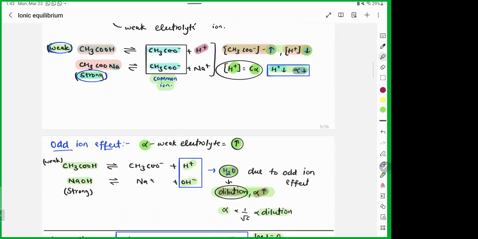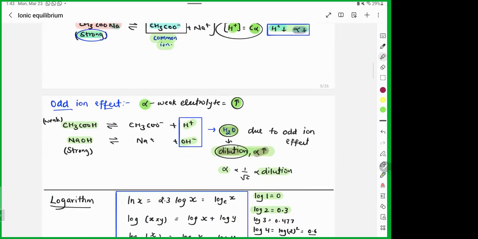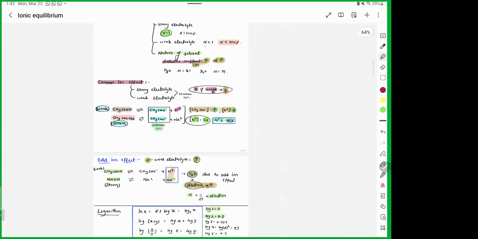Okay. Odd ion effect. In the odd ion effect, alpha will increase. How? Example, you have CH3COOH and NaOH. You have no common ion, but H2O concentration is increasing. If more H2O, it means more dilution, more alpha. Correct? More dilution, more alpha. Any doubt? Anybody have a question from this topic?